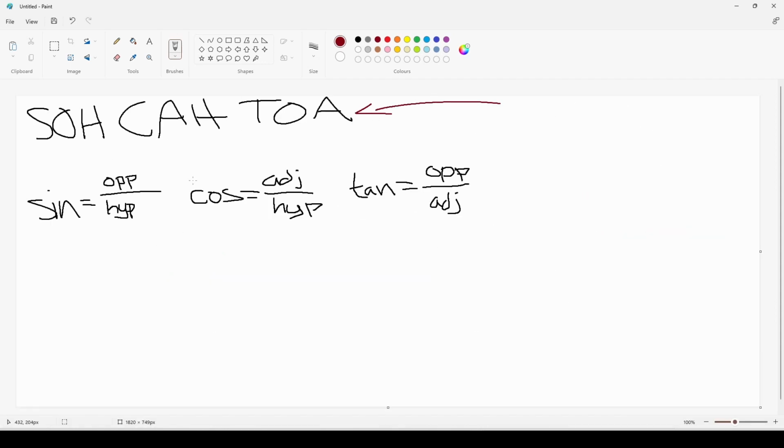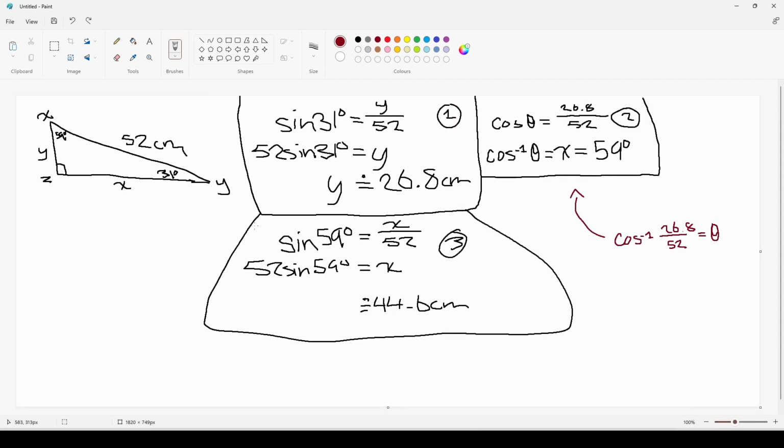Let's start with the basics. SOHCAHTOA. Sine is equal to the opposite over the hypotenuse, cosine is equal to the adjacent over the hypotenuse, and the tangent is equal to the opposite over the adjacent. Let's quickly take a look to see how this can be applied.